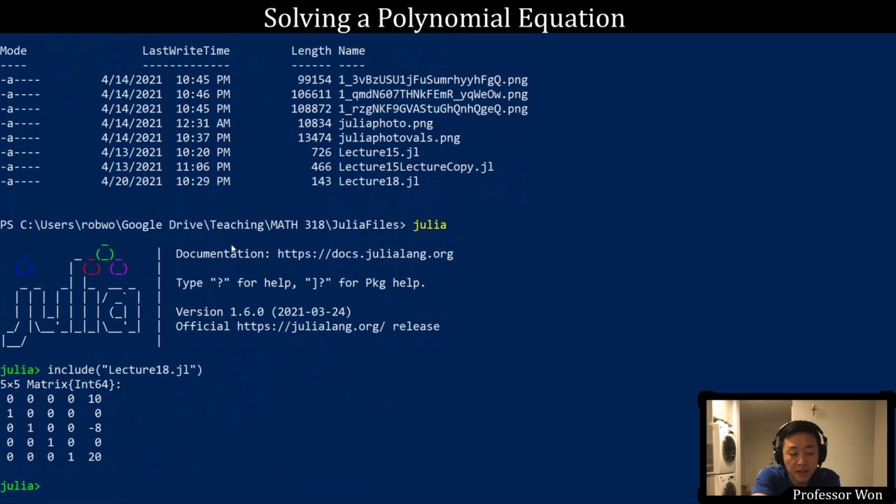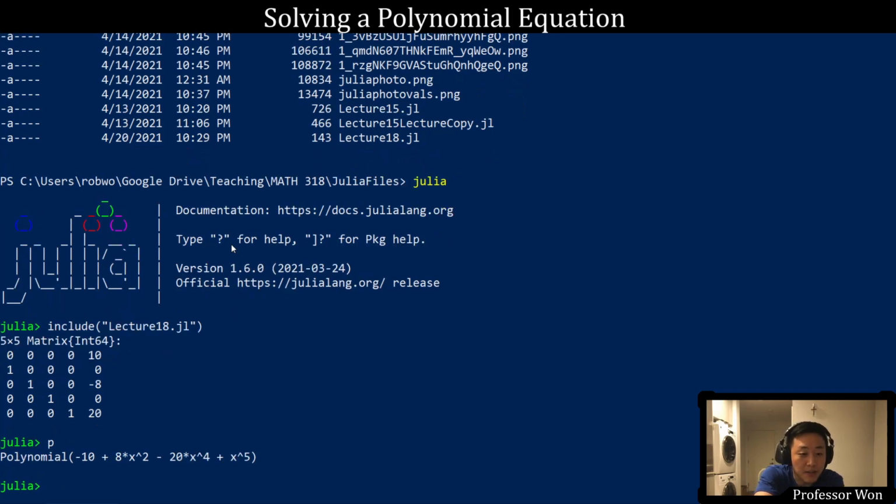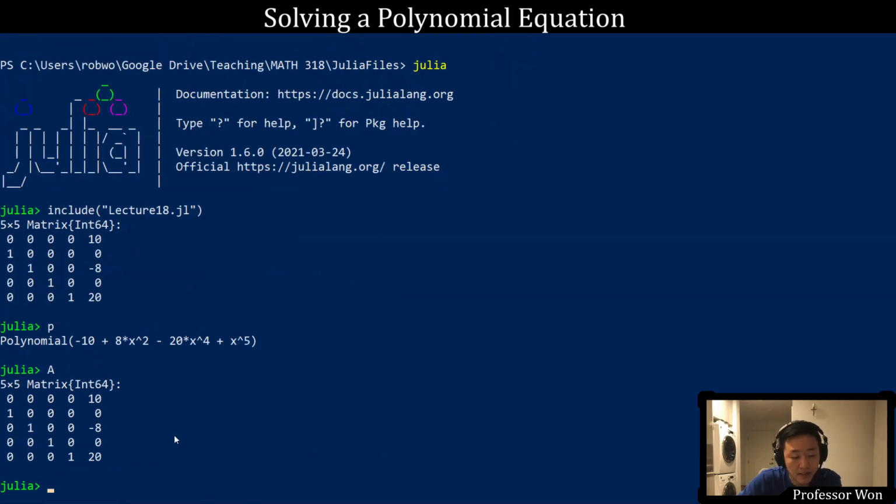Okay, so let's make sure that Julia read in everything correctly. In other words, that I typed it in correctly. So our polynomial P was supposed to be this one. And note, this is the polynomial that we want, right? x to the fifth minus 20x to the fourth plus 8x squared minus 10. And then the matrix, we called it A. So let's make sure that A is indeed the companion matrix. It has ones below the diagonal, and then the negative coefficients going down the last column.